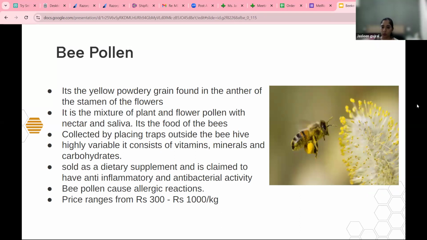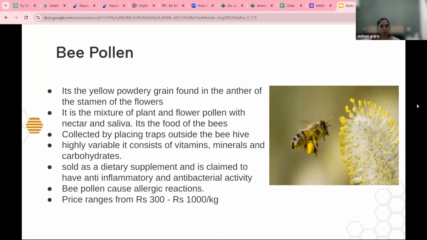So, bee pollen. Bee pollen is basically a fine dust. If you can see in the image, the bees' hind legs are carrying a yellowish powdery form. That has been collected by the bees when they visit different flowers, and it becomes like a thick mass ball. That is known as pollen. It is basically food for the bees, and it is also a food for humans in the form of a supplement. The bee pollen becomes food after the mixture of saliva and nectar by the bees.